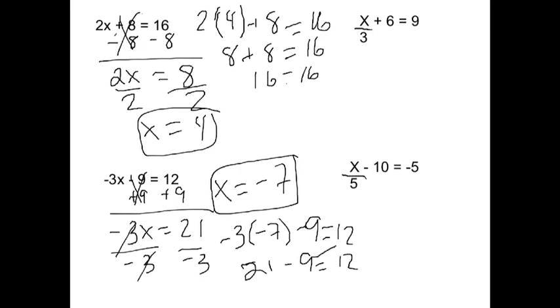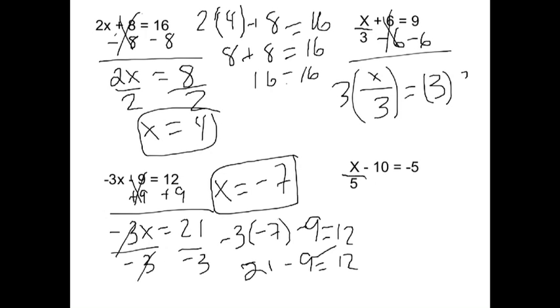It's an addition problem, so I'm going to subtract, create a 0 pair. I have a number divided by 3 equals 3. The inverse operation is multiplication, so I'm going to multiply both sides by 3. I'm going to get x equals 9. If I substitute 9 back in, 9 divided by 3 is 3, plus 6 is 9, and I know that 9 is my correct answer.